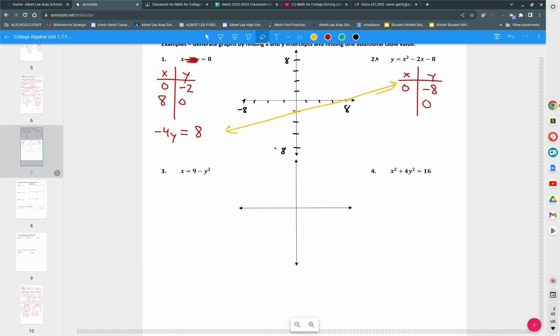Now if I plug in 0 for y, I get 0 is equal to x squared minus 2x minus 8. So how many intercepts will that have? Should have 2. 0 equals x minus 4 times x plus 2. So that means I have x-intercepts of positive 4 and negative 2. I go ahead and sketch my graph. The y-intercept is negative 8. It goes on the y-axis. And the x-intercepts are positive 4 and negative 2.